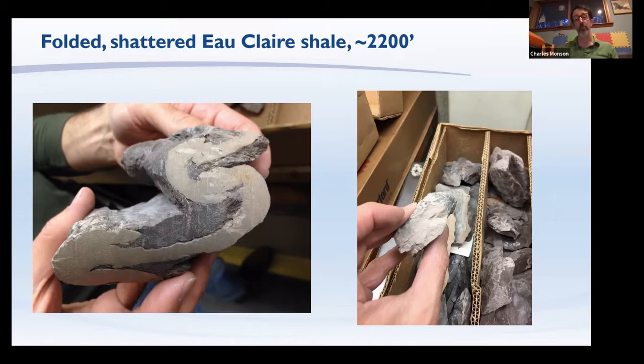But when you get to it here in the Kauser Well, it's about 1,000 feet above where it's supposed to be ordinarily based on regional mapping. And the Eau Claire also, when you encounter it for the first time in this well, it's 1,000 feet shallower than it's supposed to be. It's been pushed up 1,000 feet by something.